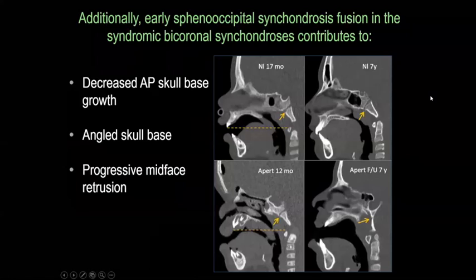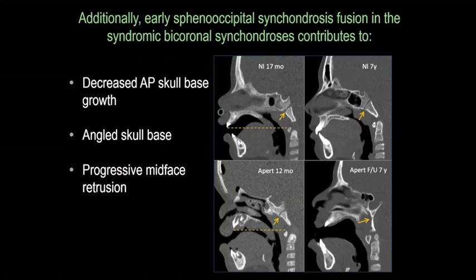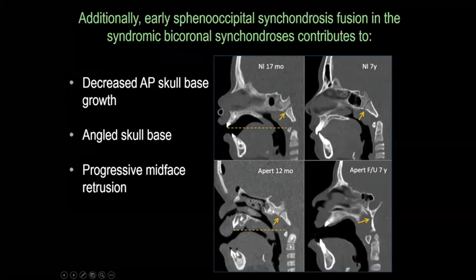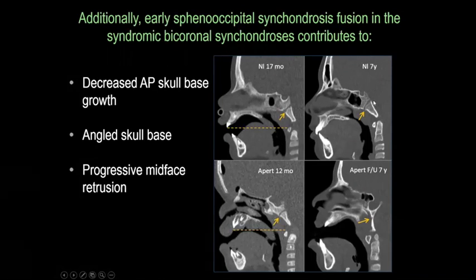Additionally, early sphenoidal occipital synchondrosis fusion in the syndromic bicoronal synchondroses can contribute to decreased AP skull base growth, progressive mid-face protrusion, take a look here and here, and an angling of the skull base. Take a look here. So here's a normal 7-year-old. Here is a child that happens to have Apert syndrome, and as this has fused, you can see it is now quite verticalized. Here, this child with Apert is looking very similar to the normally developing child at 7 years of age.